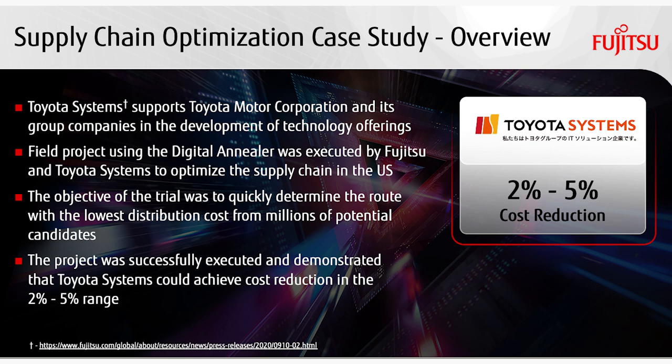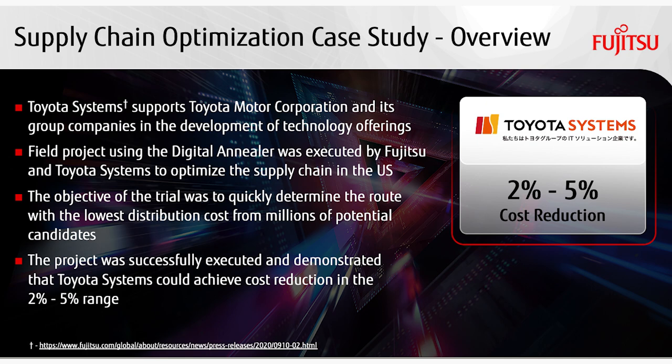The objective of the trial was to quickly determine the route with the lowest distribution cost for millions of potential candidates for procuring these parts from hundreds of suppliers and delivering them through several transit warehouses to dozens of factories. The results of this trial were very, very positive.